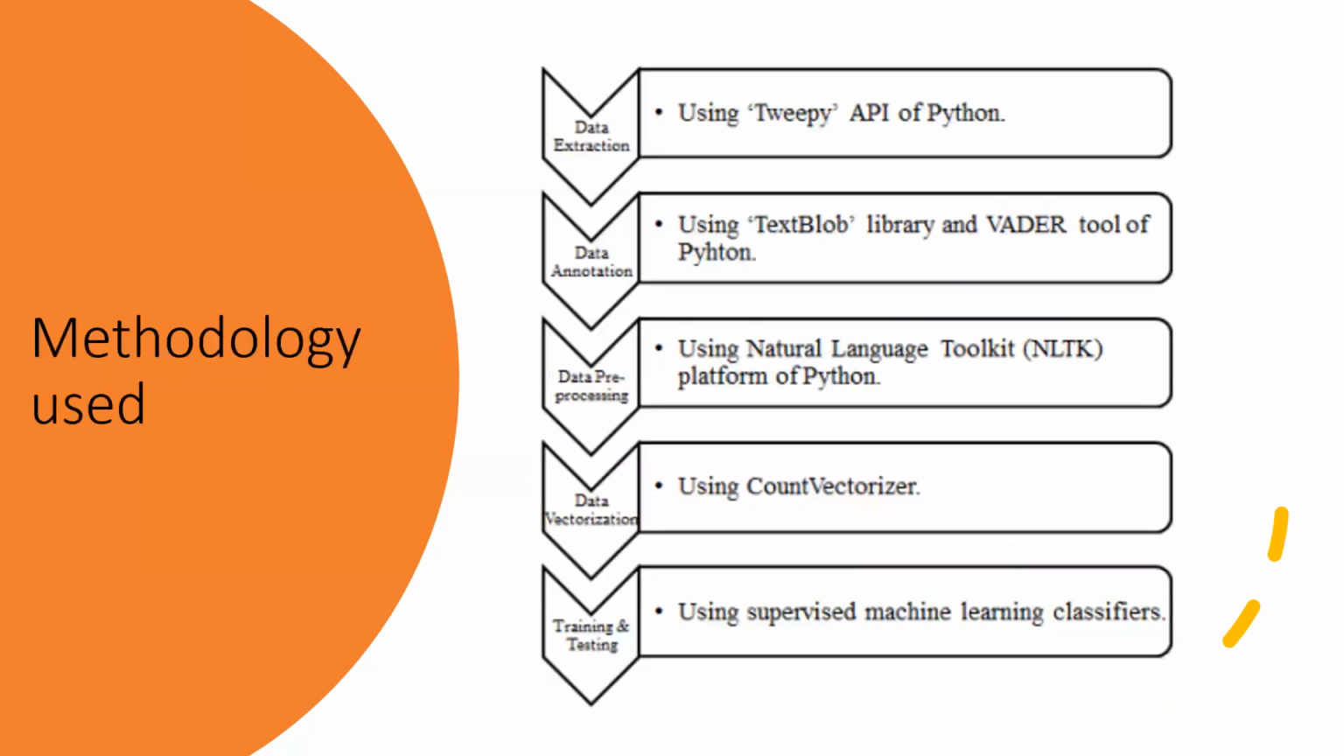Methodology used: data extraction, data annotation, data pre-processing, data vectorization, training and testing. What is data extraction? Using the API of Python for extracting the keywords from the whole message. Data annotation, using the TextBlob library and an added tool of Python. Data pre-processing, using the Natural Language Toolkit, the NLTK platform of Python. Data vectorization, using CountVectorizer. Training and testing the data, using supervised machine learning classifiers.